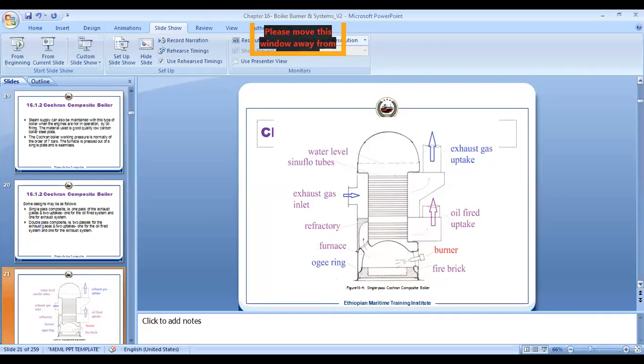And in this kind of boiler, you can also have a double pass or a single pass. So basically, double pass means 2 passes for the exhaust gas. That means in the first pass, a certain set of smoke tubes, then it passes through an equal number of tubes in the second pass. And then obviously it has got 2 uptakes. One is the uptake for the oil fired and one is the uptake for the main engine exhaust gas.